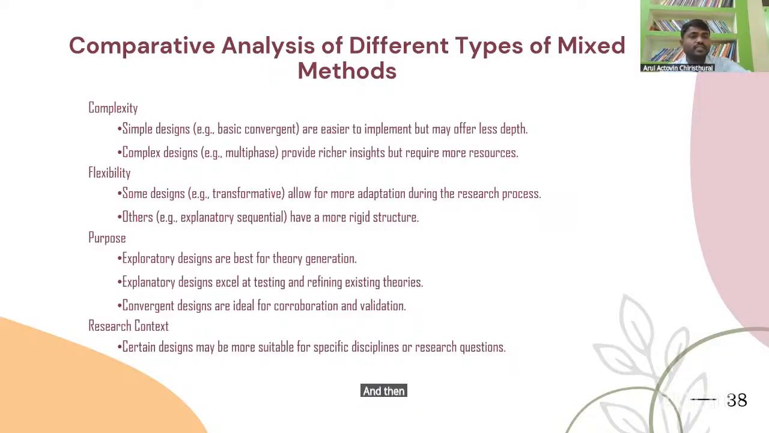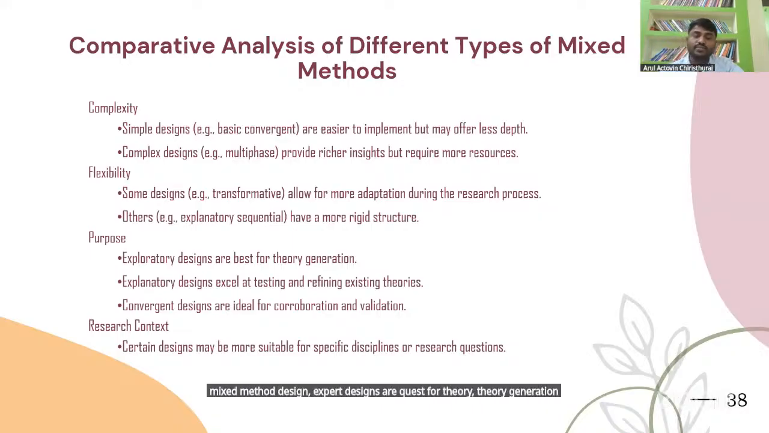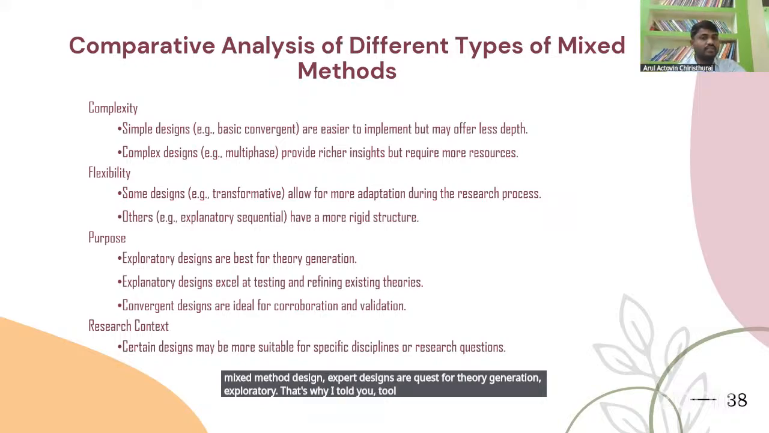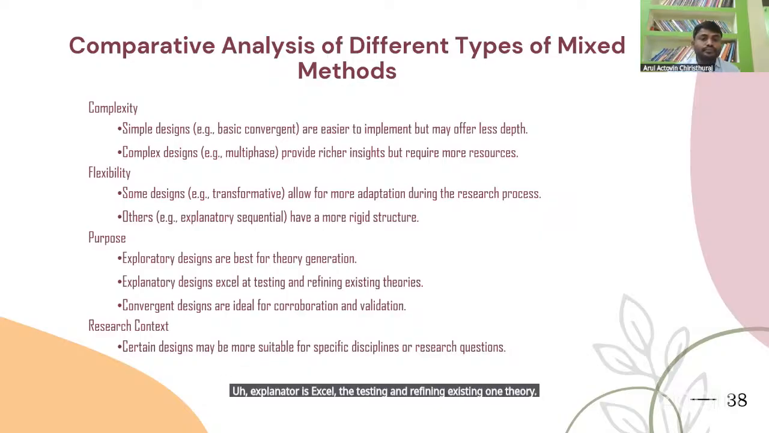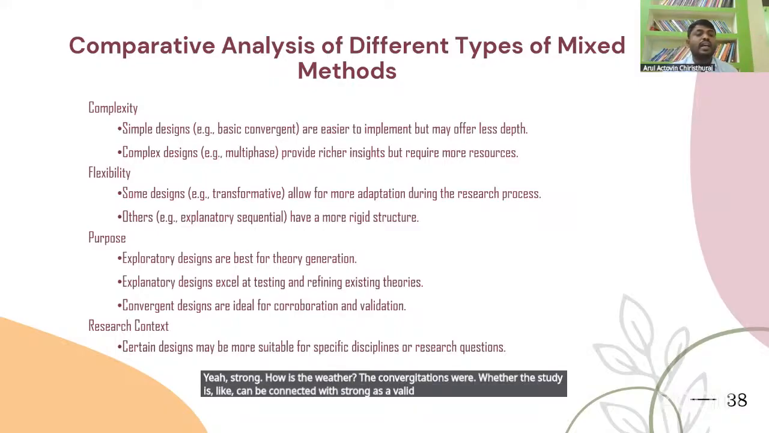And then the purpose of this particular study design. Mixed method design: exploratory designs are best for theory generation. Exploratory, that's why I told you, tool development. And explanatory designs excel at testing and refining an existing theory. And convergent designs are ideal for corroboration, whether the study can be connected with strong, as well as validating the purpose.